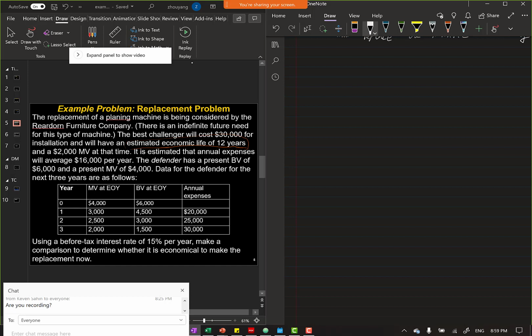So we are still starting from the challenger, looking at the EUAC of the challenger. Since we already know the economic life of the challenger is 12 years, we are basically calculating the annual worth of the challenger for 12 years. The first piece is the initial capital investment, 30,000, and we turn that into the annual worth, A given P, at 15%, for 12 years.